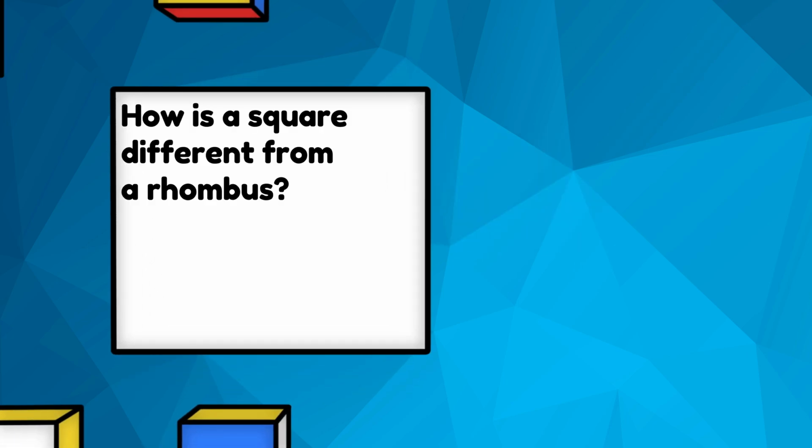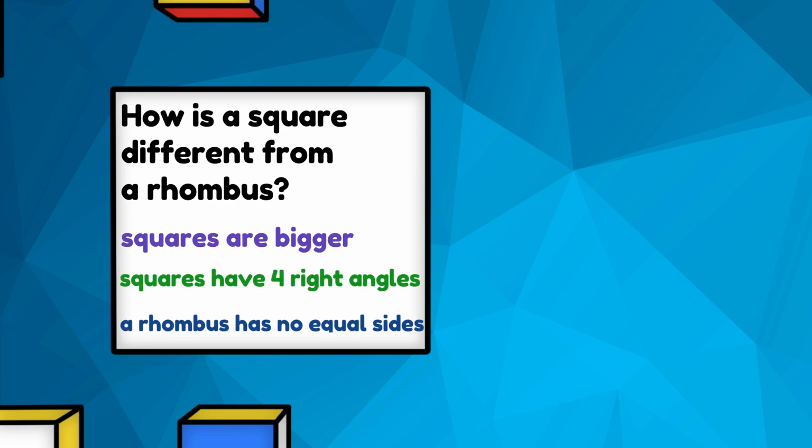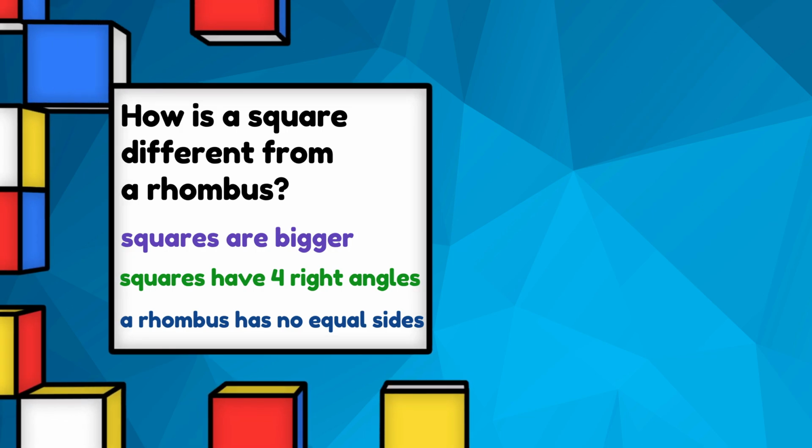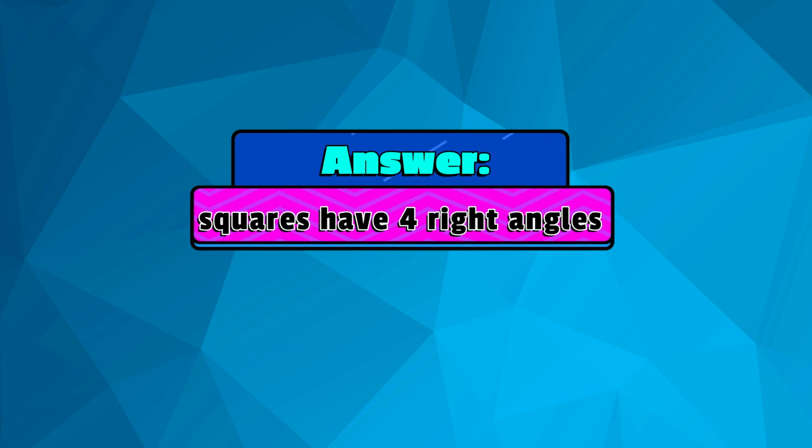Question 3. How is a square different from a rhombus? Squares are bigger. Squares have 4 right angles. A rhombus has no equal sides. If you said squares have 4 right angles, wonderful job!